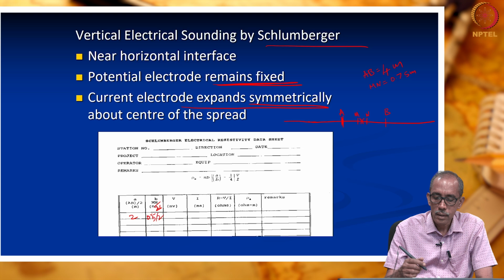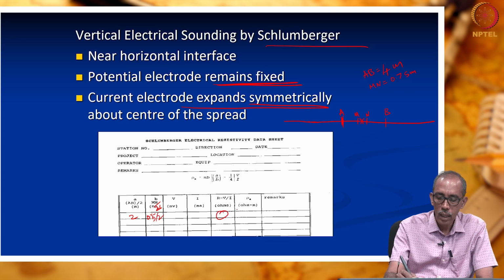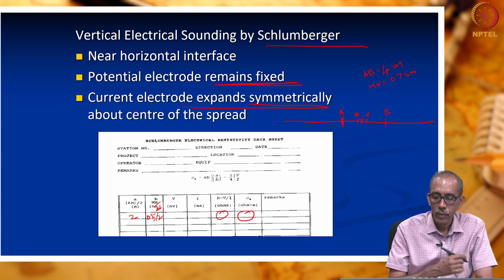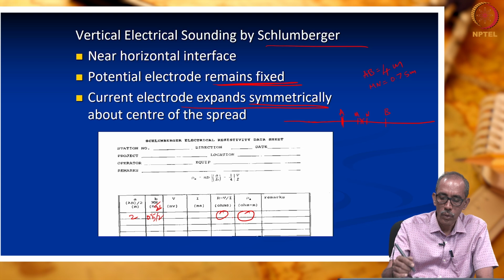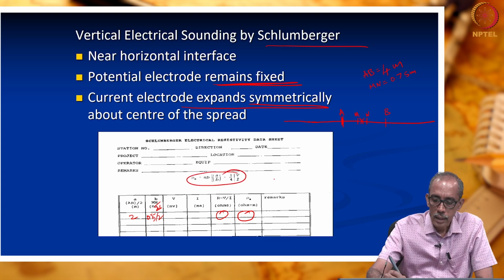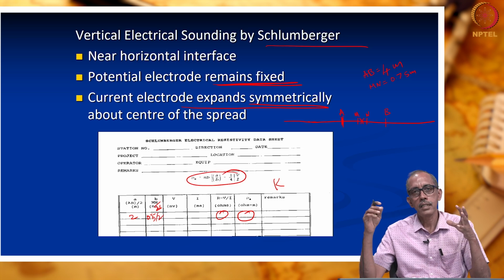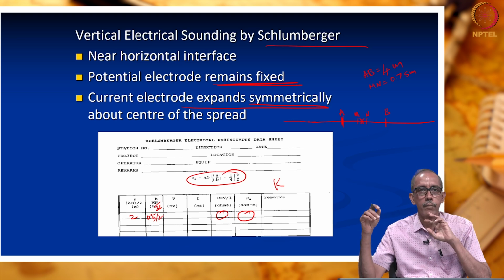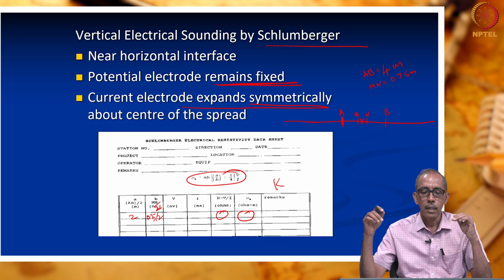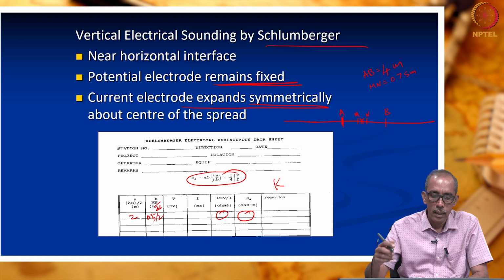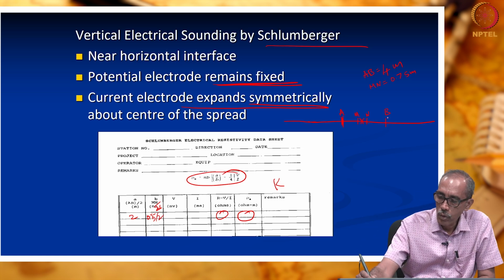Then for this configuration, what is the value of R? What is the value of rho A? So, rho A can be calculated using this formula, where the constant K depends on the distances between MN and AB. Okay. After taking one reading, we are going to move only the A and B electrodes. This will be my new location.